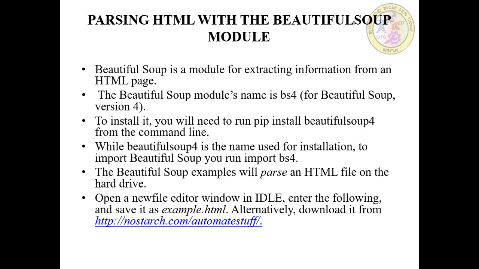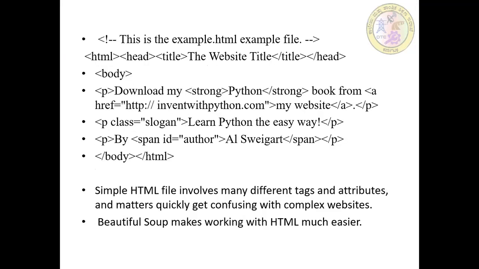The Beautiful Soup example will parse an HTML file on the hard drive. Open a new file editor window in IDLE, enter the following, and save it as example.html. Alternatively, download it from nostars.com. This is an example.html file. HTML files involve many different tags and attributes, and matters quickly get confusing with complex websites. Beautiful Soup makes working with HTML much easier.